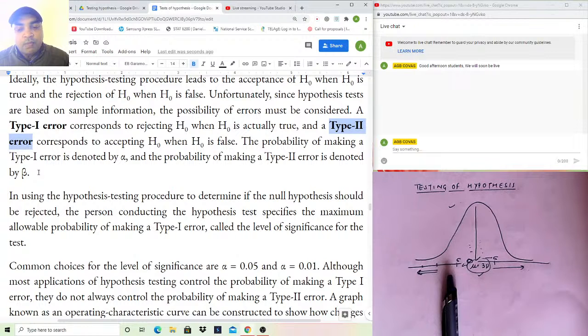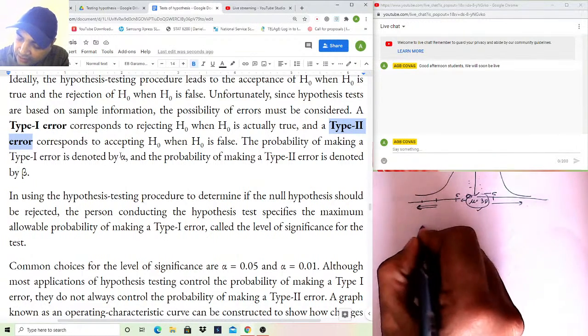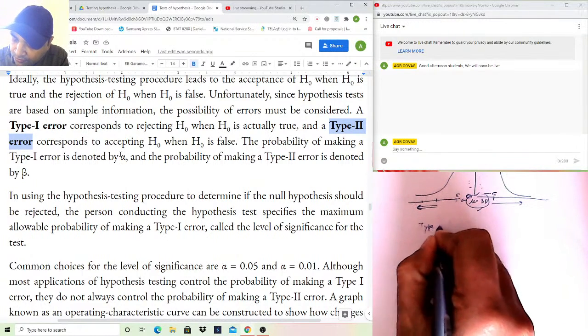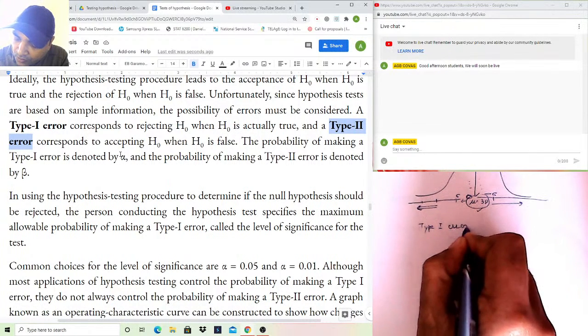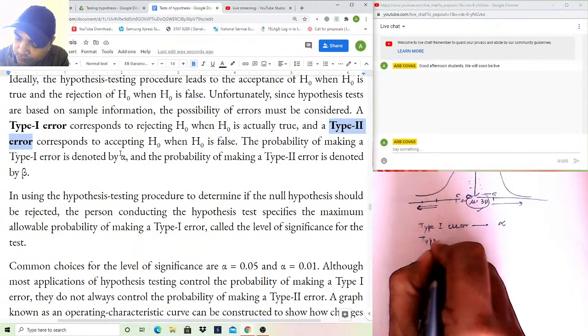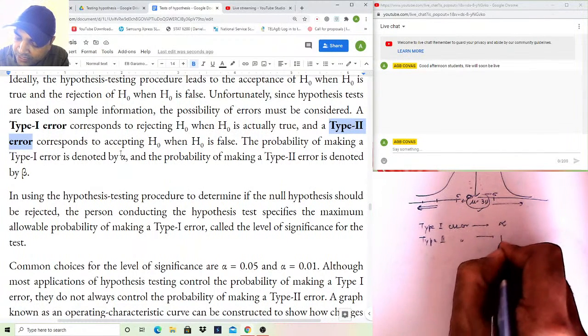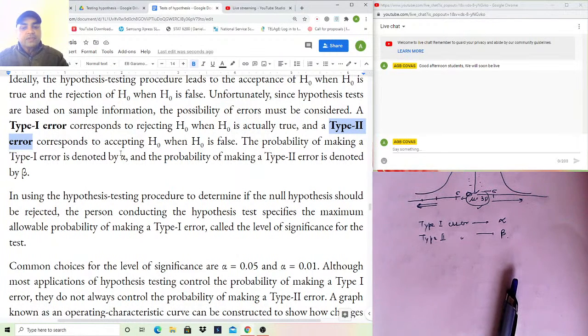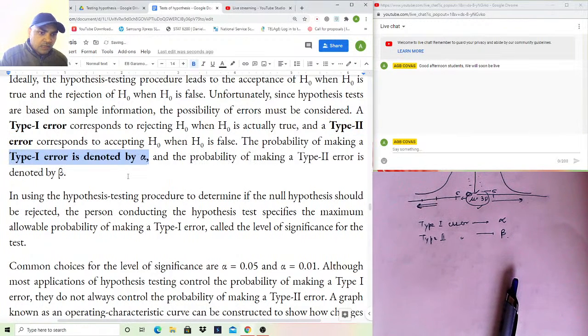The probability of making a type 1 error is denoted by alpha. So how are these errors denoted? Type 1 error is denoted by alpha, whereas type 2 error is denoted by beta, isn't it? Right.